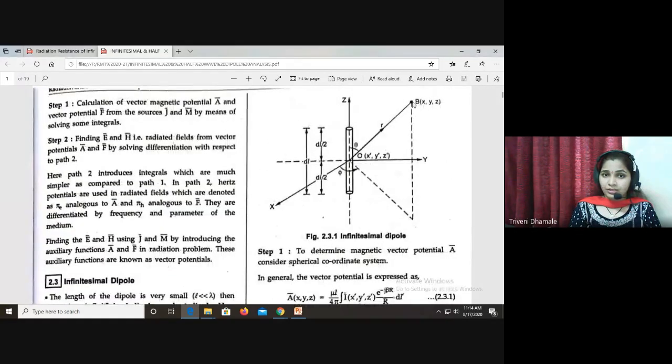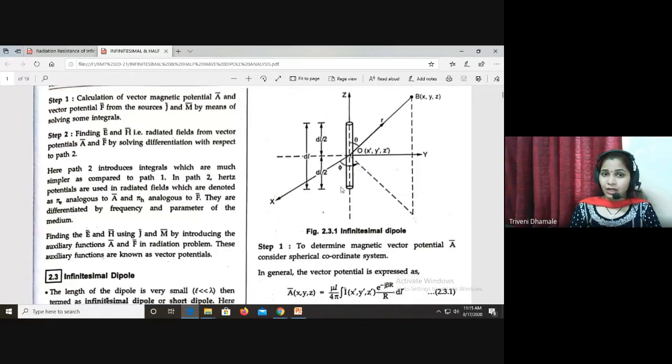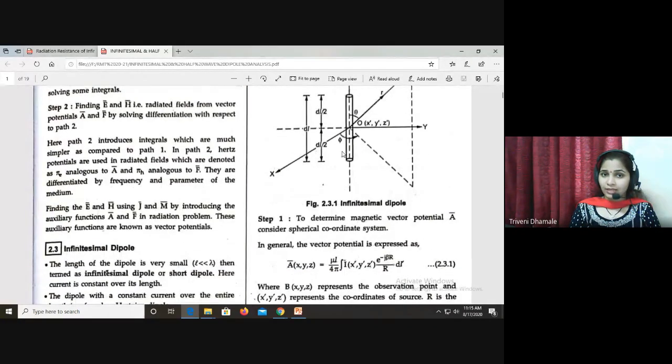यहाँ पे एक पॉइंट कंसीडर किया है, point B is x y z. Here is the origin point is x dash y dash and z dash. This is the point B is at a distance of r. Okay, from x axis angle is created, that is the azimuth angle phi.